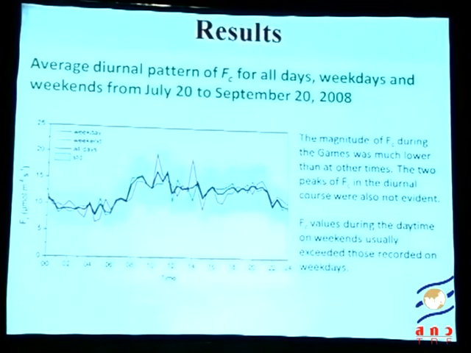The two peaks of carbon dioxide flux in the diurnal cycle were also not evident. So the carbon dioxide magnitude during the daytime on weekends was usually larger than that recorded on weekdays. So it is different from other years, due to the strict control of car use.